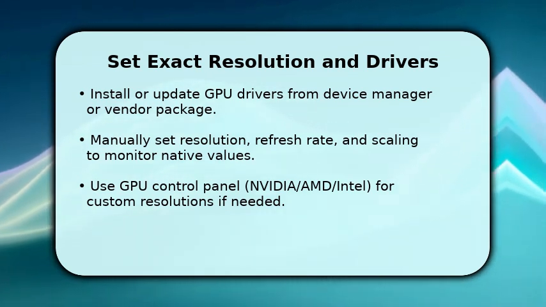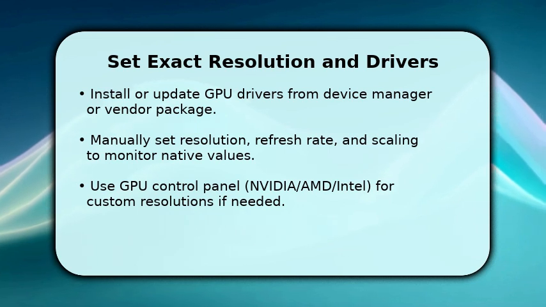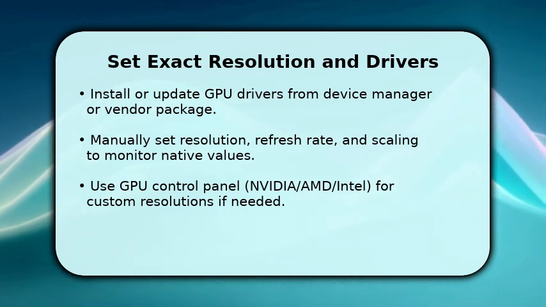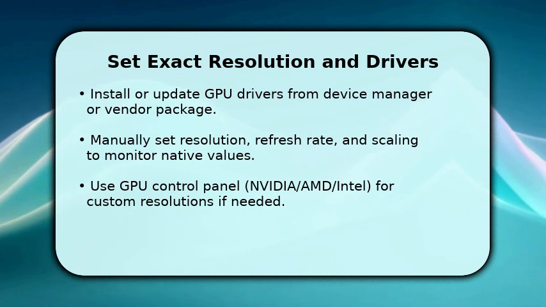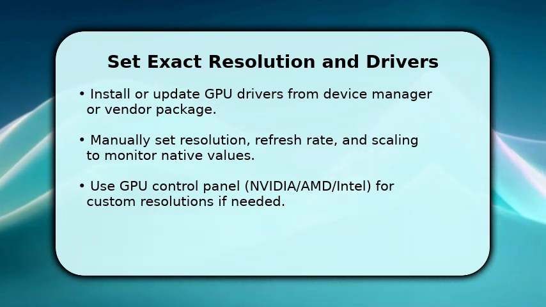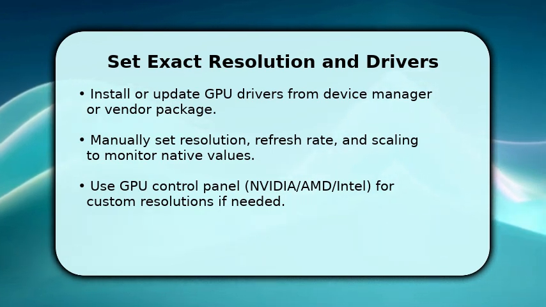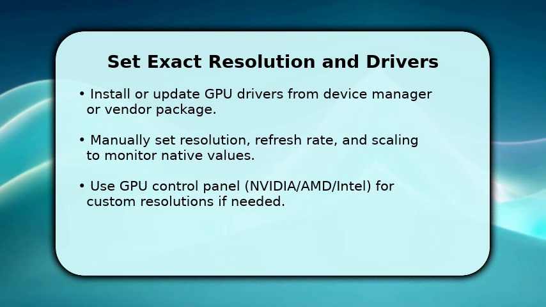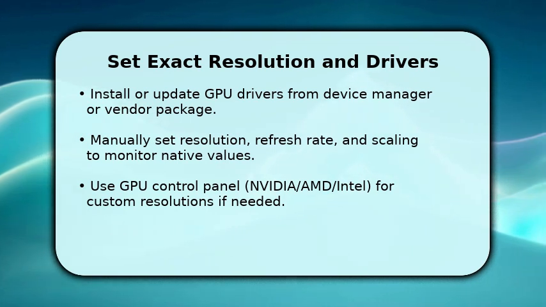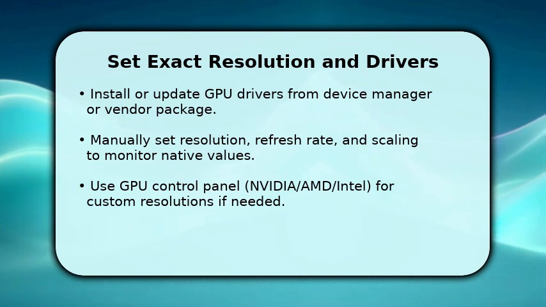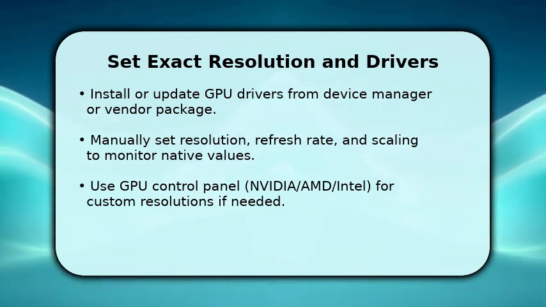After reboot, open the System Display dialog and choose the monitor's native resolution and matching refresh rate. If the option is missing, open the GPU control panel and create a custom resolution with the monitor's timing values. Make sure scaling is set to 100% or the recommended percent. Once configured, test with a full-screen image to verify pixel-perfect output before finalizing.